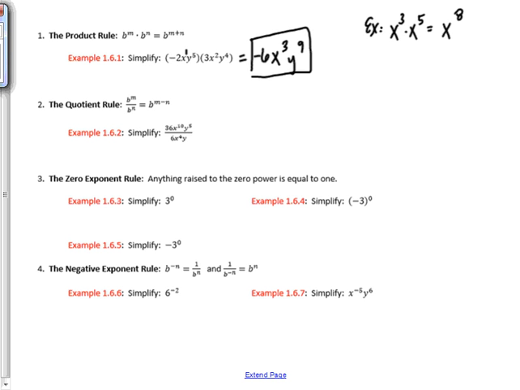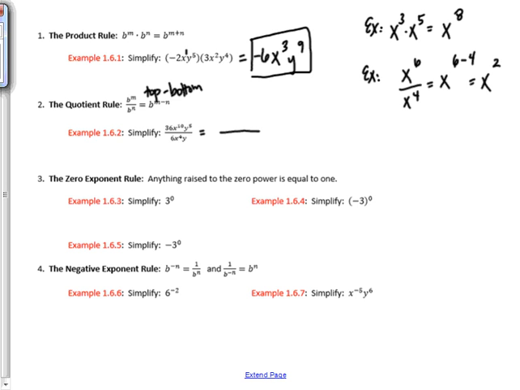Alright, and then we have the quotient rule, and it says if you are dividing the same base, what you can do is subtract your exponents, and it's always the top one minus the bottom one. So for example, if I had x to the 6th over x to the 4th, okay, what I would do is subtract them, x to the 6 minus 4, and get x squared.